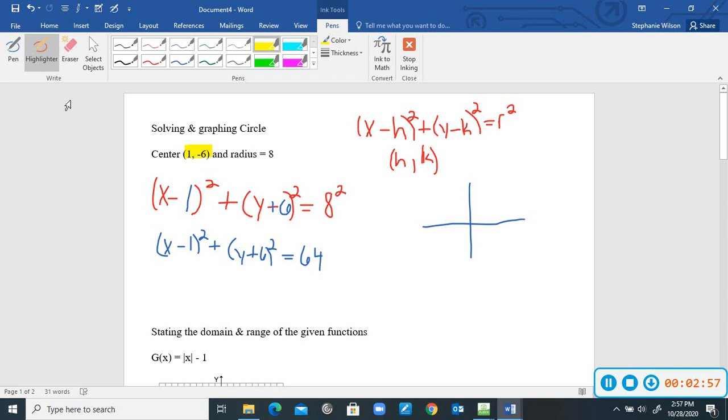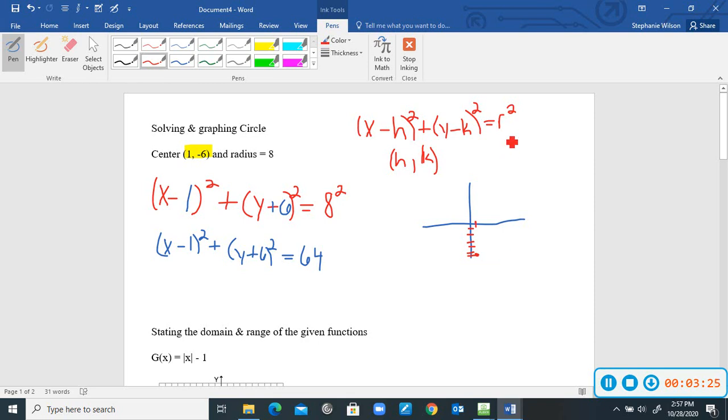So I'm going to go over here and start at 0, 0, and my x value is positive 1, so we're going to go over 1, right? So let's call this 1 right here. And from there, my y value is negative, so I want to go down 6. So let's go 1, 2, 3, 4, 5, 6. And we need to make sure it lines up with where x is 1. Alright, so here's my center.